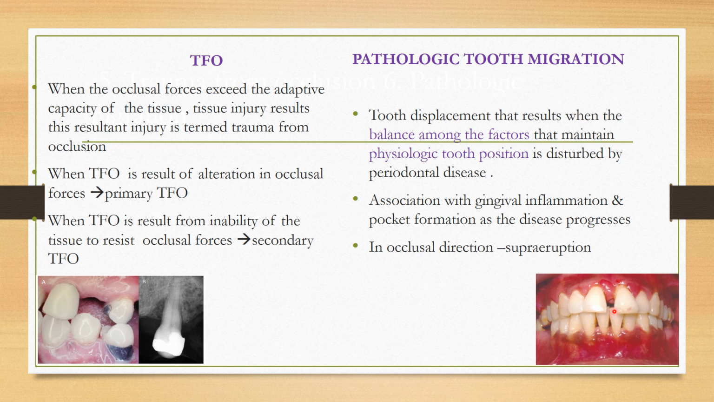You can see that in occlusal direction it leads to supraeruption. So either it can be migrated to the mesial or distal side, and in supraeruption cases it will get supraerupted. You can see this in this picture. It is this tooth, 2-1, got supraerupted due to pathologic migration.